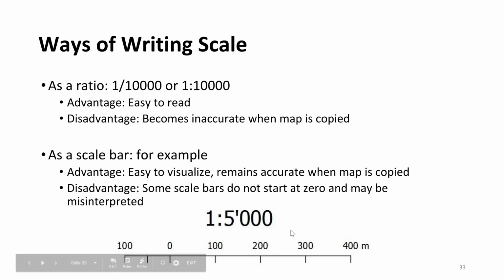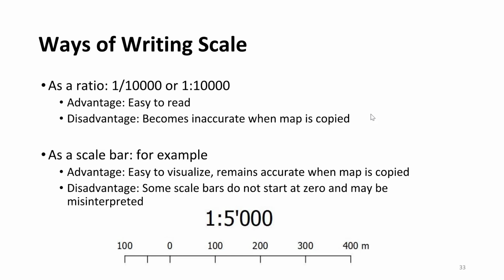Now there are a few different ways to write scale. You can write it as a ratio, say 1 to 10,000, or you can write it as 1 colon 10,000. The advantage is that this is easy to read as a ratio. The disadvantage is it becomes inaccurate when the map is copied.